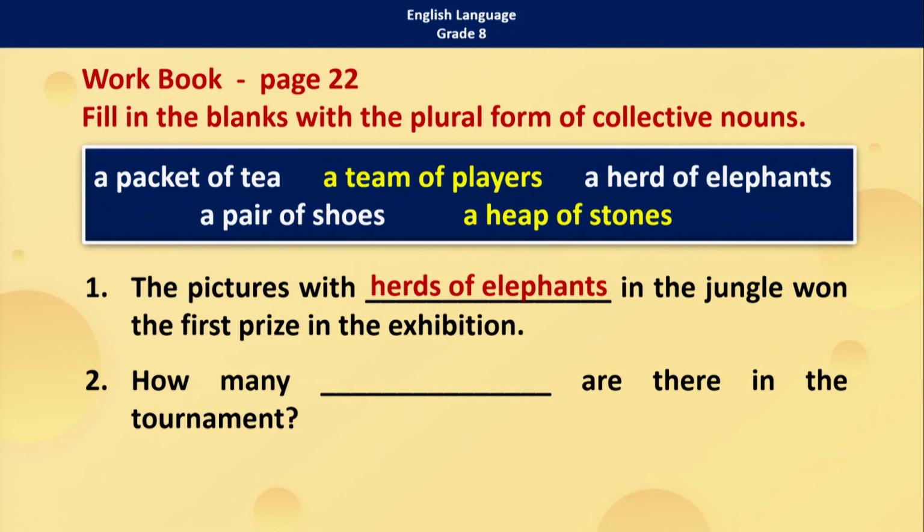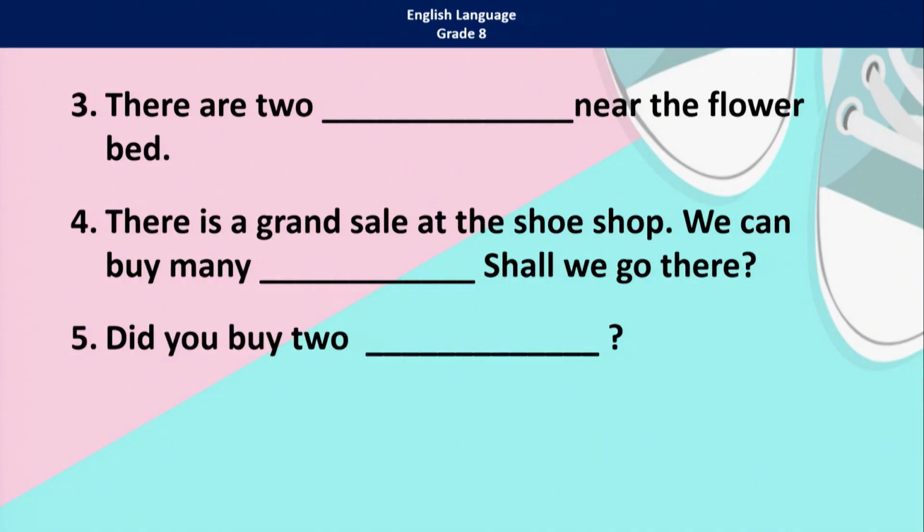Next, number 2. How many blank are there in the tournament? We are talking about a tournament, so it has to be players. A team of players is there. So Chitra, we have to form the plural. So, how many teams of players are there in the tournament? There are 2 blank near the flower bed. Yes, there are 2 heaps of stones.